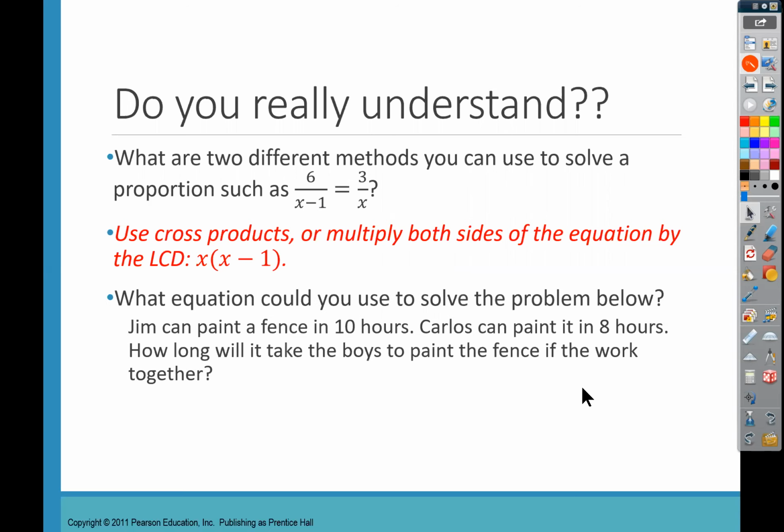What equation could you use to solve the problem below? Jim can paint a fence in 10 hours. Carlos can paint it in 8 hours. How long will it take the boys to paint the fence if they work together? And that would be the formula.